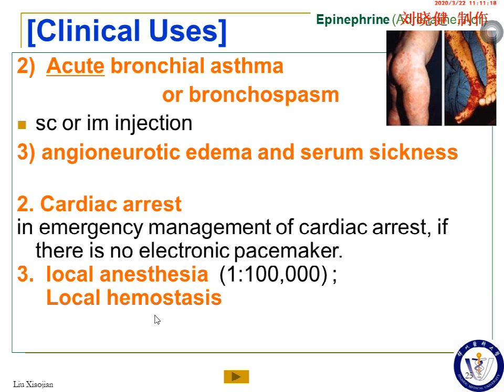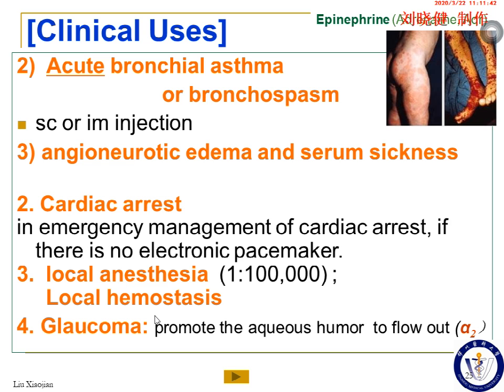This also is related to vasoconstriction caused by alpha-1 activation by epinephrine. Understand? Vasoconstriction means the broken blood vessels are closed, so bleeding stops. Next one, this drug also is very useful in the treatment of glaucoma because epinephrine can promote the aqueous humor to flow out by alpha-2 receptor activation.